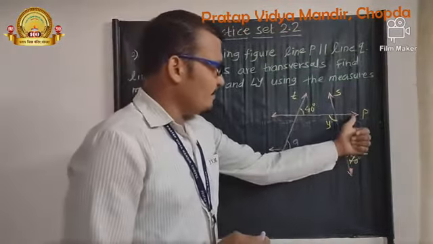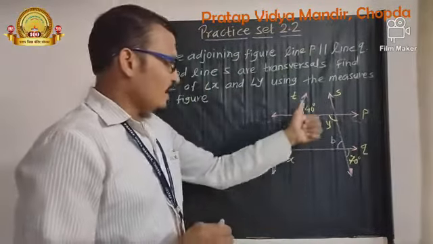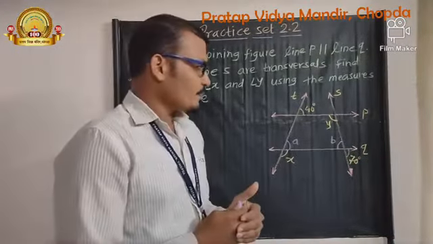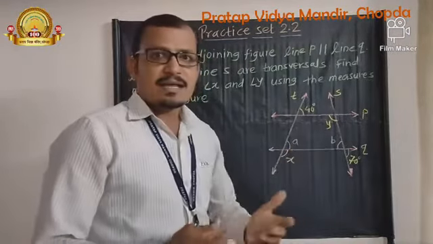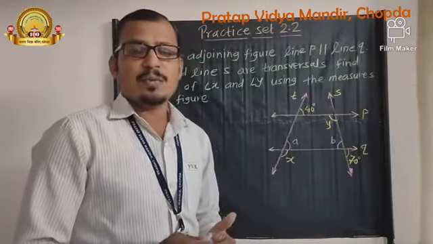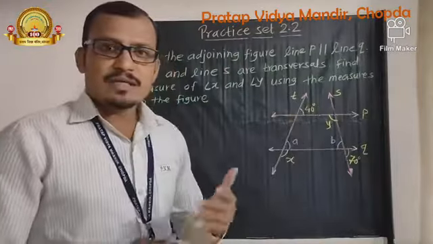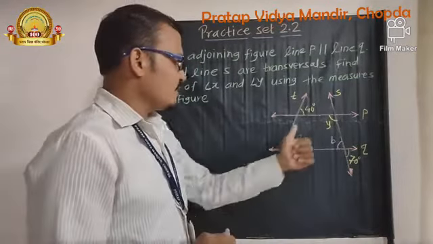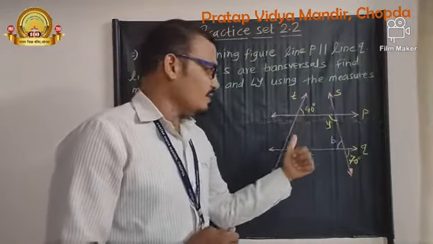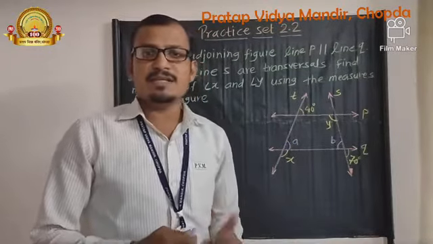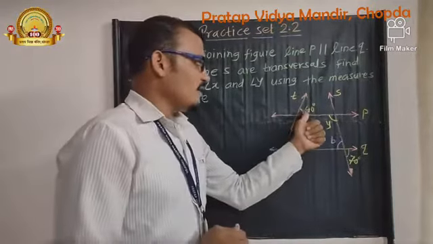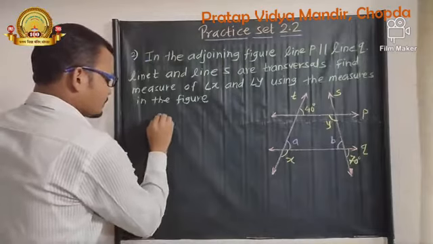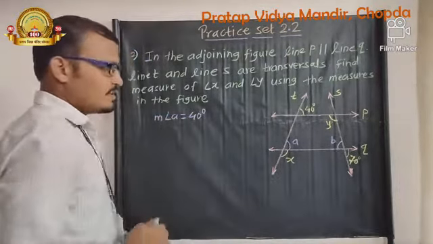Here line P and line Q are the parallel lines, and line T is the transversal of line P and line Q. So this angle and this angle are the corresponding angles, and according to the property of corresponding angles, the corresponding angles formed by the two parallel lines and their transversals are congruent, and hence this angle and this angle A are the congruent angles. It means that their measures are also equal. Since this angle is 40 degrees, this angle A is also 40 degrees. So therefore measure angle A is equal to 40 degrees.